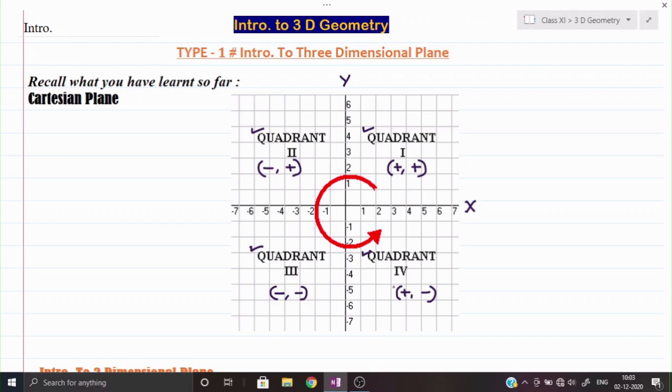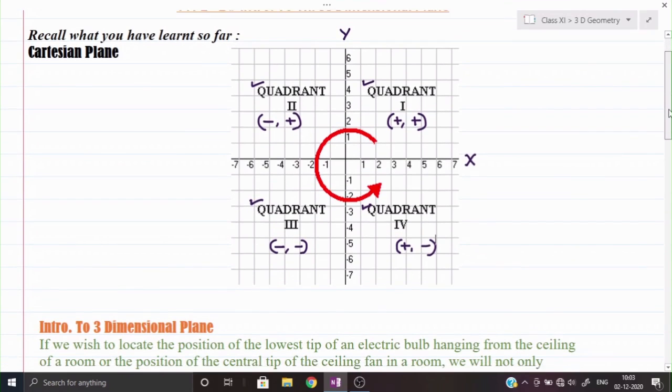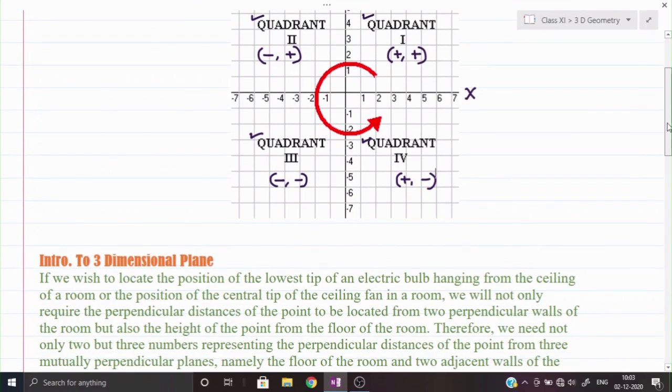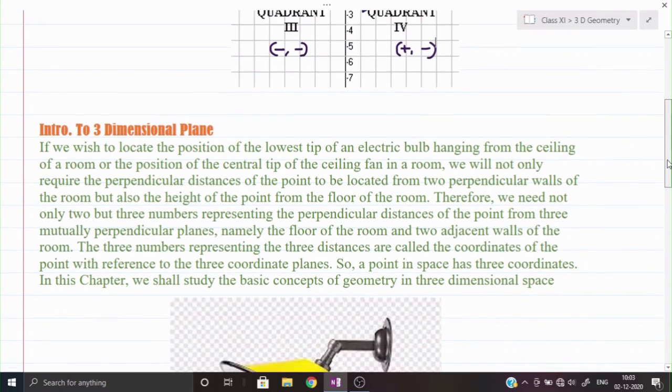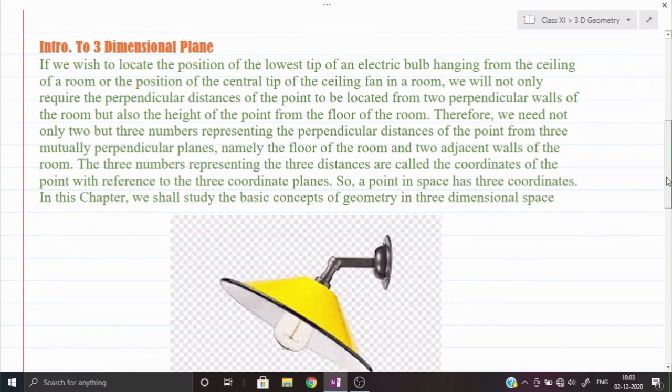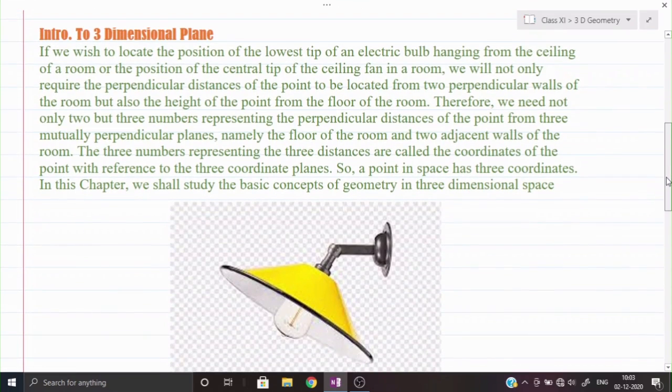Now what is the need of three-dimensional geometry? You must have seen some cartoon movies or some pictures where three-dimensional figures are shown. When we see three-dimensional figures, we can easily observe that the figures look more real in comparison to two-dimensional geometry.